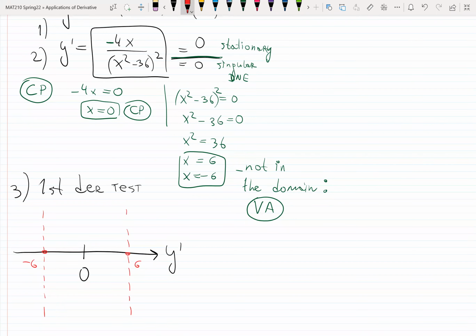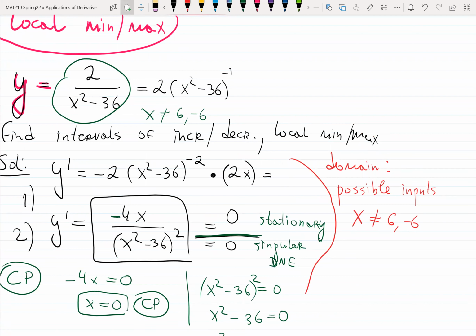Oh, people asking, what's the domain? A domain, let me review that. Here, that's a good place to write it down. Domain are possible inputs for this particular function. So for example, x should not be, so I'm crossing it off, x should not be 6 and minus 6. Oh, that's the wrong place to put it. I should put it here, higher. So since 6 and minus 6 are not in the domain, they should not be counted as critical points. That's the definition of critical points.